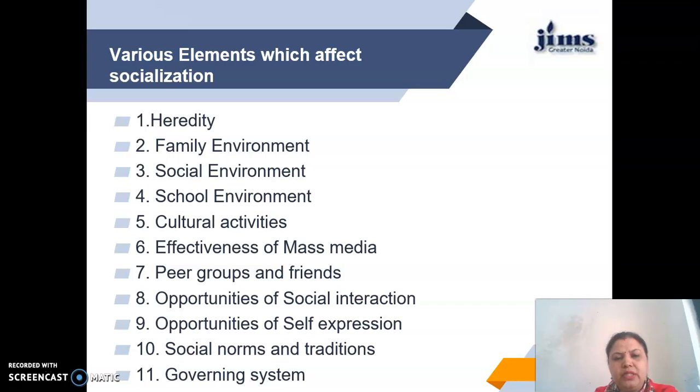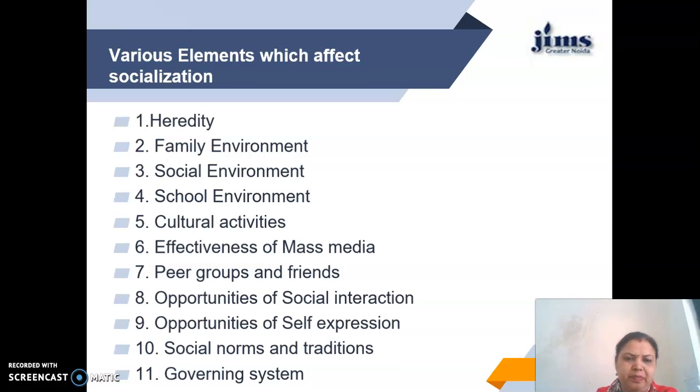family environment, social environment, school environment, cultural activities, effectiveness of mass media, peer groups and friends, opportunities of social interaction, opportunities of self-expression, social norms and traditions, and governing system.